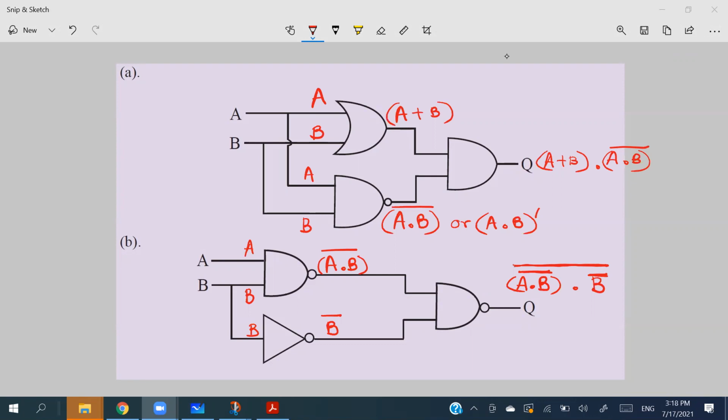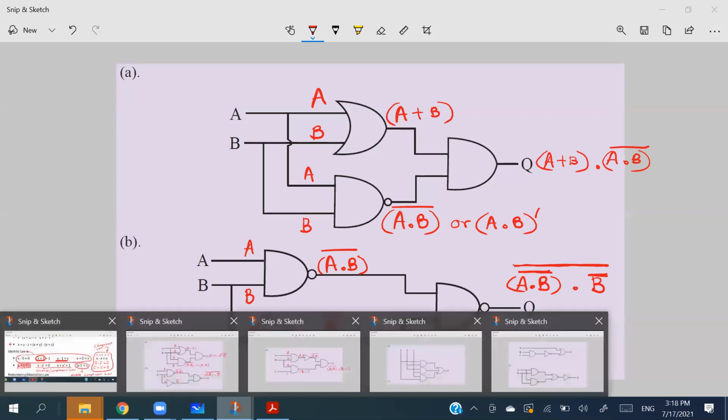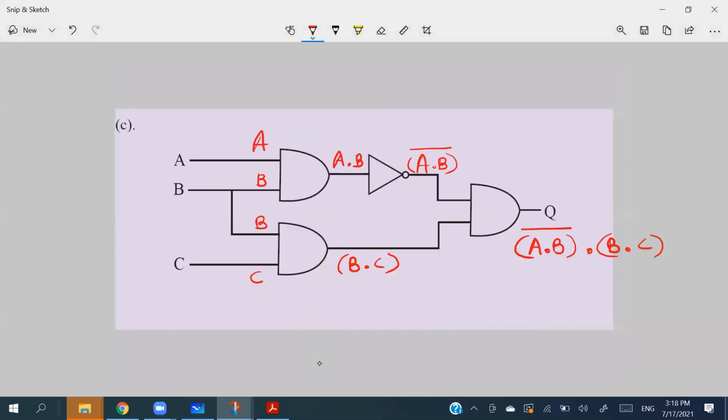Ravindu, you are referring to which question? Part C. Okay, let me see the part C. Yes, so what do you mean by A dot B earlier? Are you using the bar or the dash?